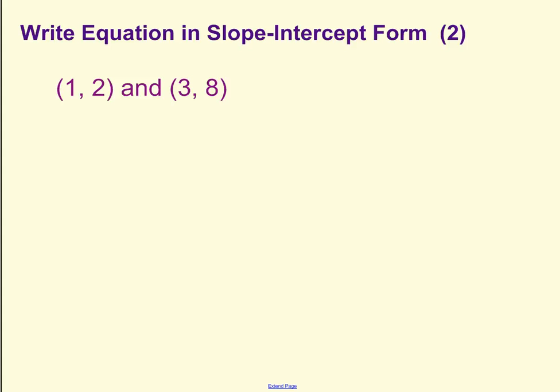This is the second video on writing an equation in slope-intercept form. So when you guys are asked to write an equation, pay attention to what form they want your final answer in. In this case it says slope-intercept. So in the end we want it to look like y equals mx plus b. However, we can't jump right to slope-intercept form. We have to look at what they gave us.